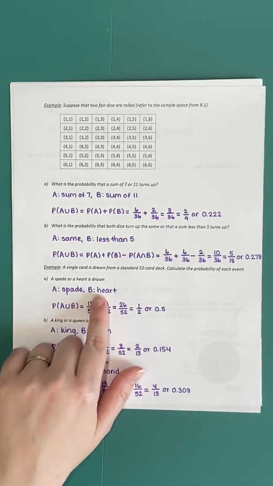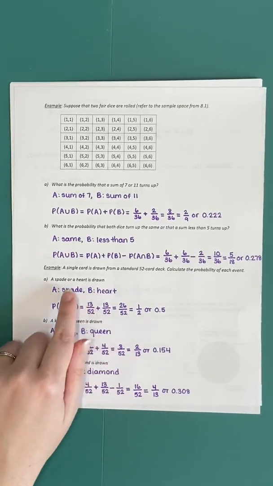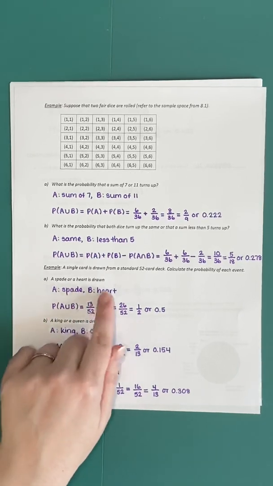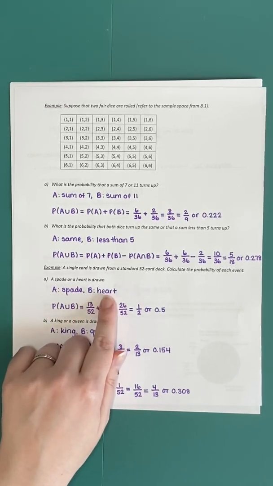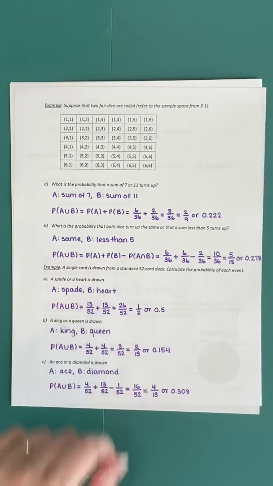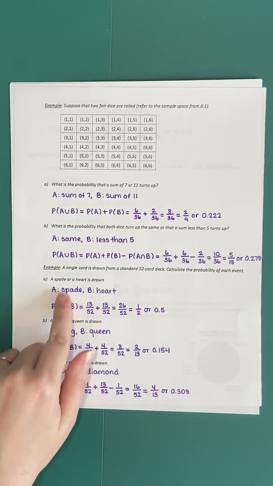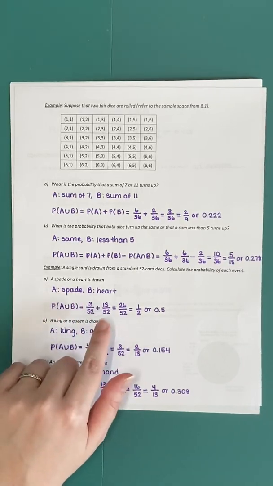Are these events mutually exclusive? In other words, if we draw a spade, is it possible to also be drawing a heart at the same time? Well, we know based on how the suits are defined, a card is a spade or a card is a heart, but it can't be both at the same time. Spades are black cards, hearts are red cards. So there won't be any outcomes in the sample space representative of both of these events occurring at the same time. That means these two events are going to be mutually exclusive.